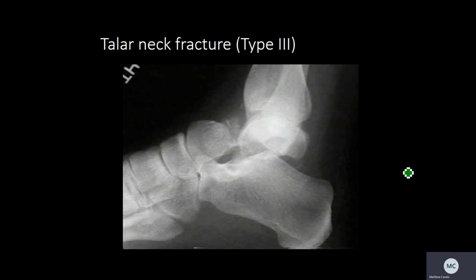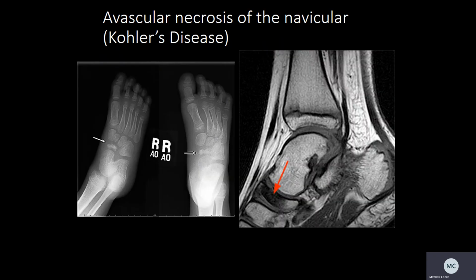This is a type 3 Taylor neck fracture. What we can see here is that there's total disruption between both sections of the talus. You can see that right in this area here. And my talus has been totally turned around, and there is a maximum amount of displacement happening there.